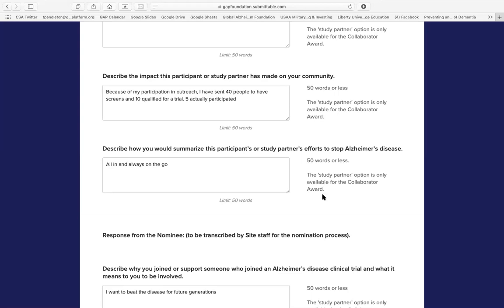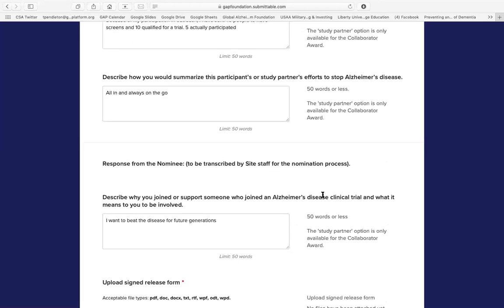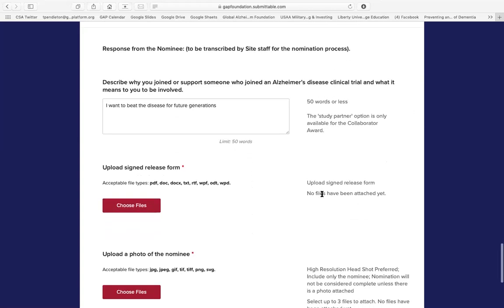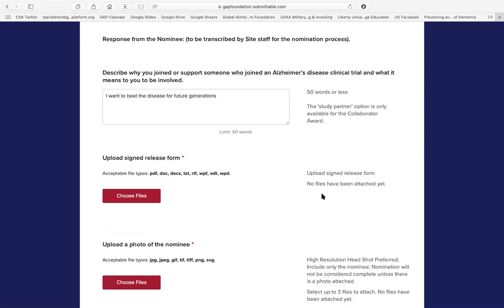And then the last question that you have on this section is describe how you would summarize this participant's or study partner's efforts. This is a great place for a quote from a staff member that knows this person well. If the staff member knows this person well and they can just give us an idea, what would you say about that individual? And then the next section is response from the nominee.